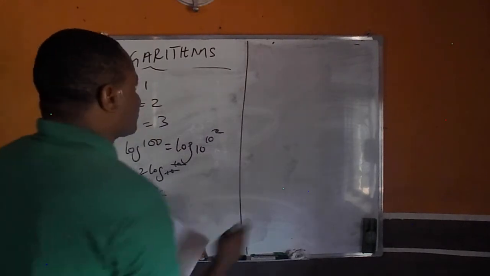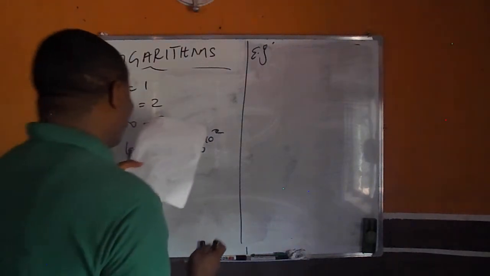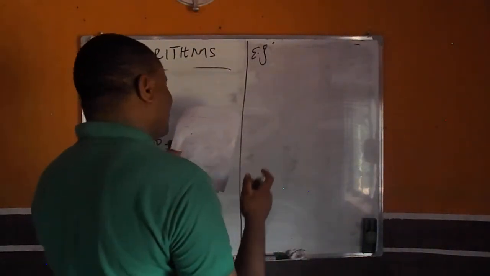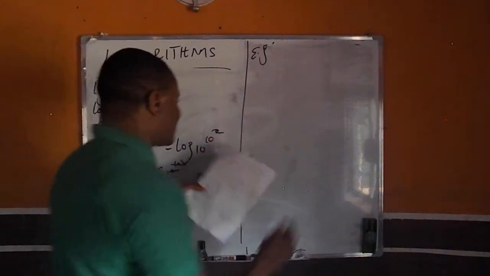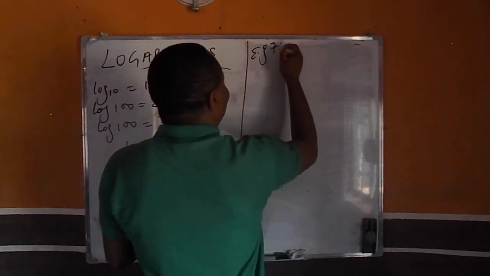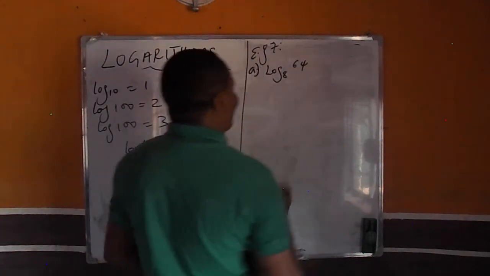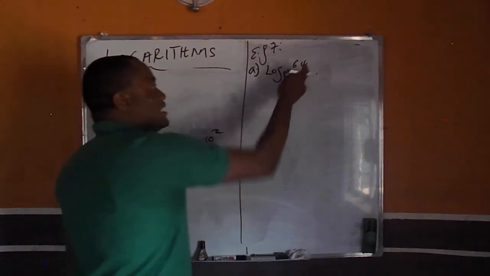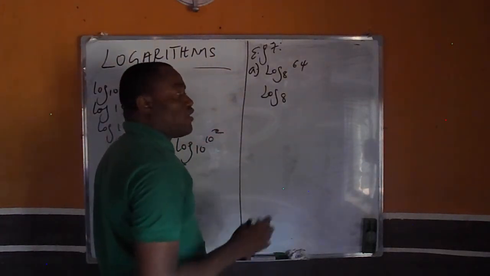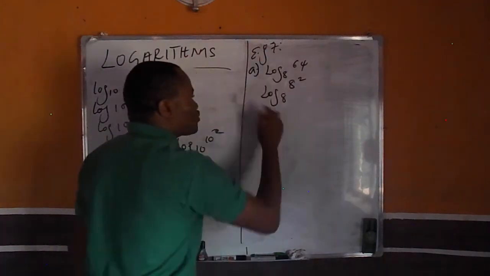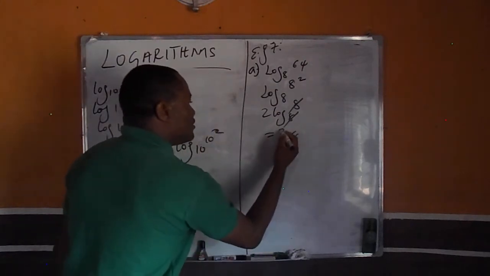Now, let's move on to example 7. In example 7, we change the following logarithms to their equivalent exponential forms. Example 7a, log base 8 of 64. What can we multiply to get 64? 8 times 8. 8 is power 2. These come here to be 2 log 8, 8. 8 cancels 8. Our final answer will be 2.